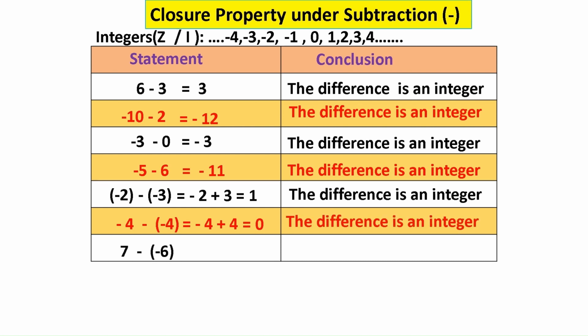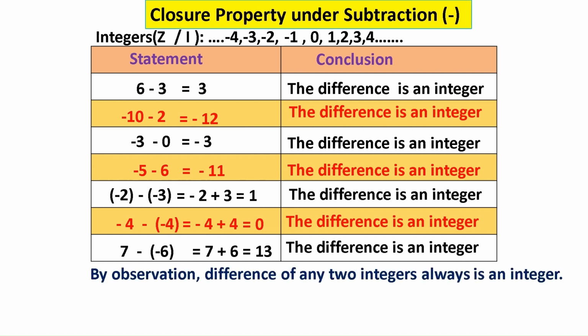Next, one more example. 7 minus of minus 6. So the difference between 7 and minus 6. We will get here 7, and minus of minus is a plus. So 7 plus 6 we get 13. So 13 is also an integer. The difference is an integer.